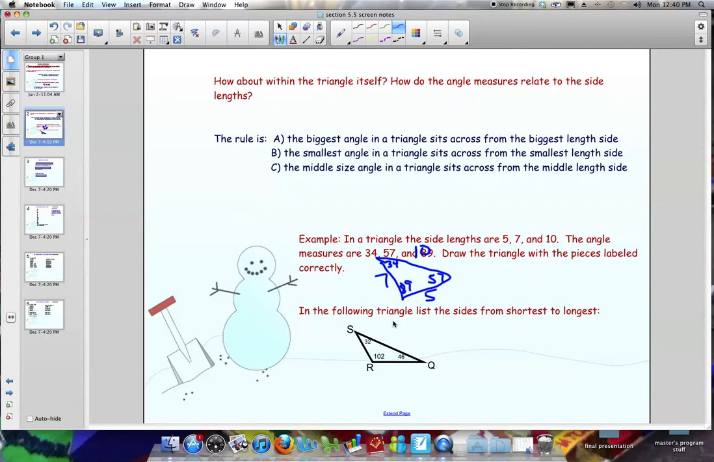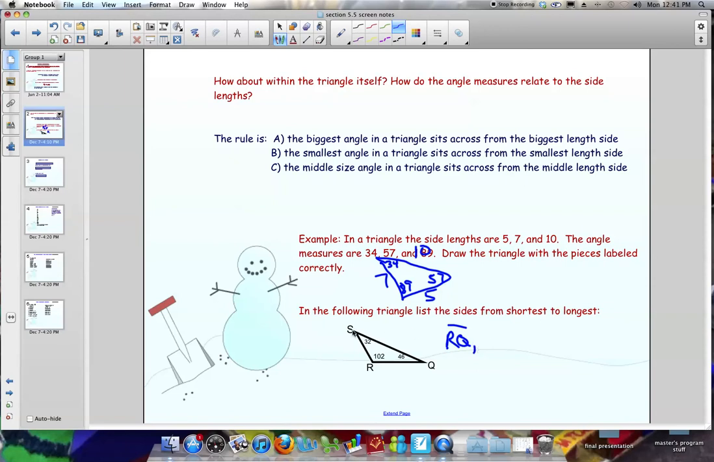Another example: in the following triangle, can you list the sides from the shortest side to the longest side? According to our rule, the smallest side is going to sit across from the smallest angle. So if I find the smallest angle, which is 32, the side that sits directly across from it will be the shortest side. So RQ would be the shortest side.